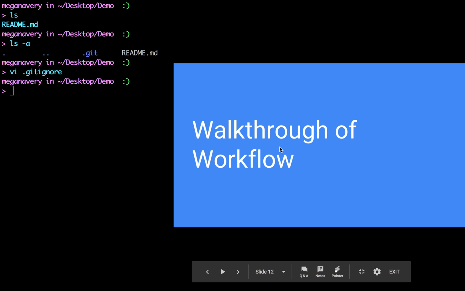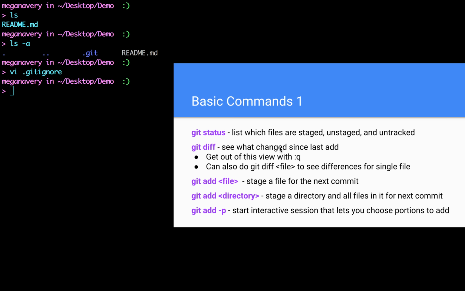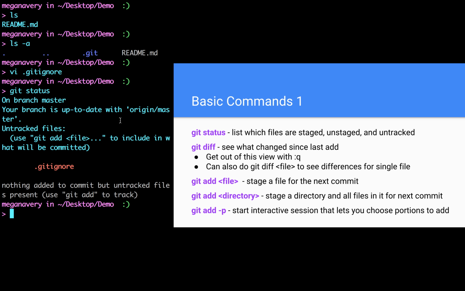So this is going to be a walkthrough of the basic workflow. Here are the basic commands for Git that we're going to be using. There's git status, and that tells you what's going on with your repo. So it tells me that I have untracked files, which means that they're completely new. They've never been on my repo before, and I've made changes to them. You can tell that they're untracked because it tells me here, and visually they're red, which means they're not staged.